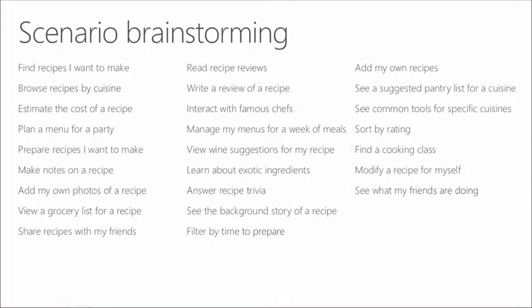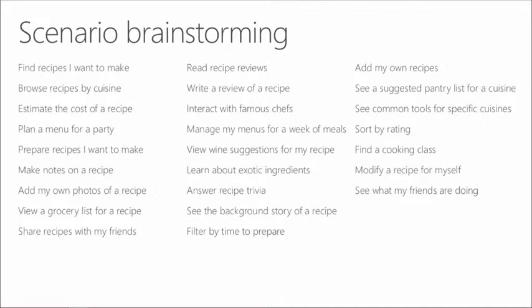In this case we did a scenario brainstorming for this cookbook application and sharing recipes. And you see these are all the results that came from that brainstorming. So things like find recipes I want to make, or read recipe reviews, or find a cooking class. These are all things that came from that brainstorm.